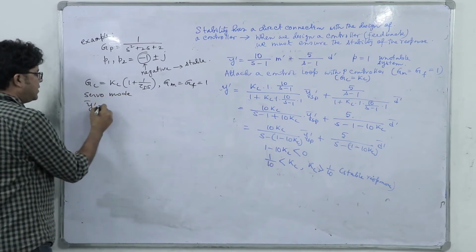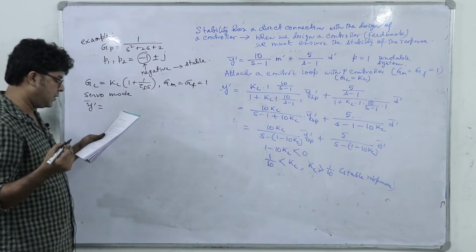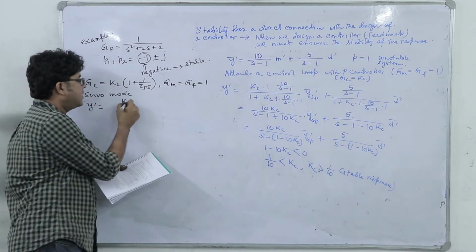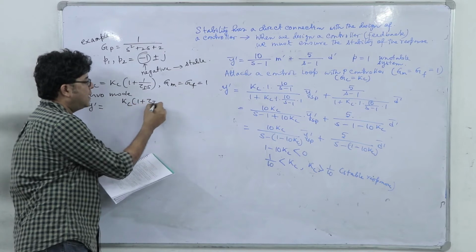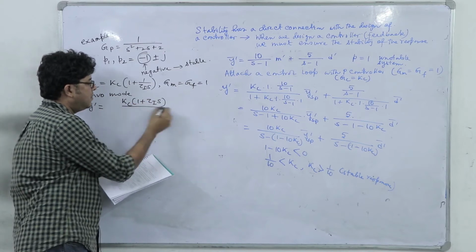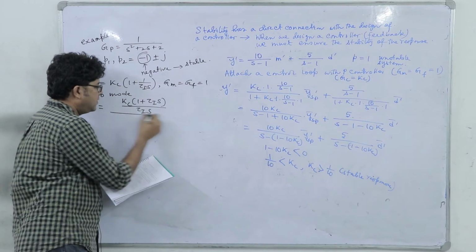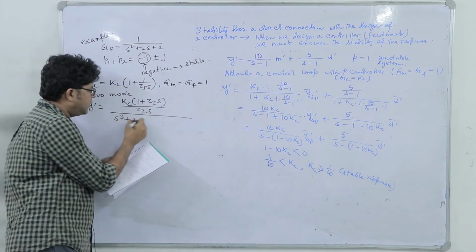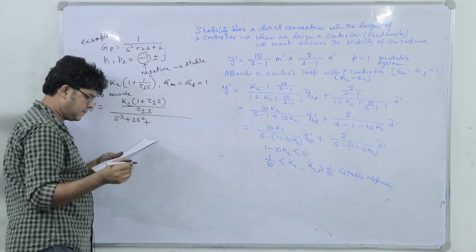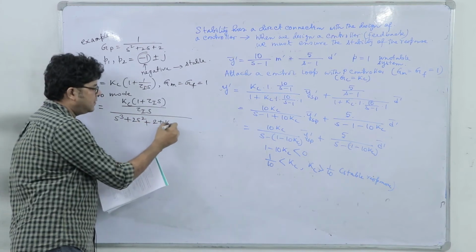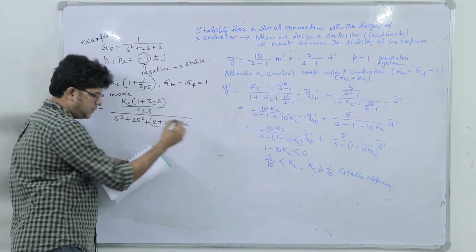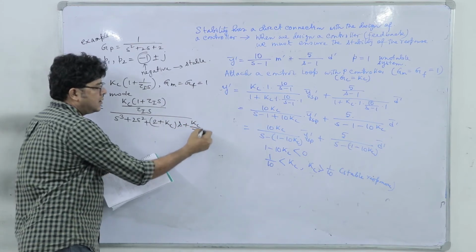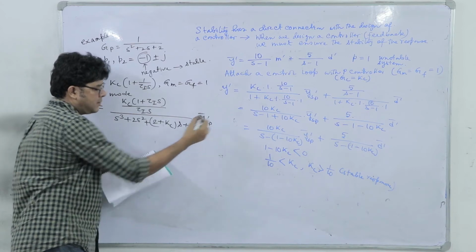So, Y prime here, if we resolve it, will become Kc into 1 plus tau I s by tau I s divided by s cube plus 2s square plus (2 plus Kc) whole bracket s plus Kc by tau I, into YSP prime bar.